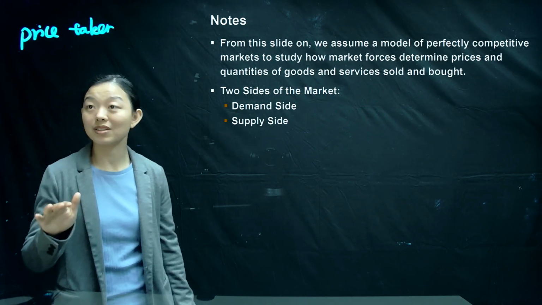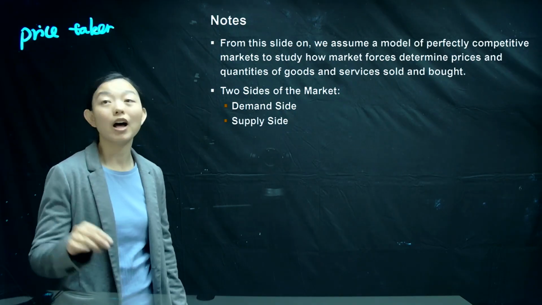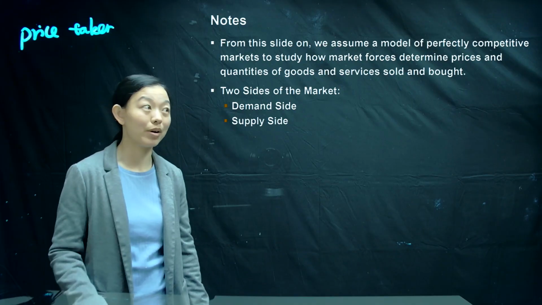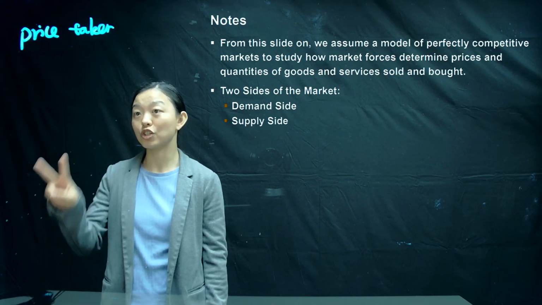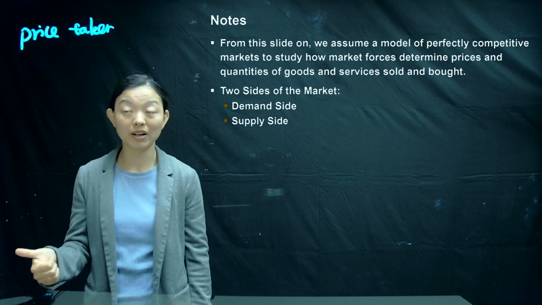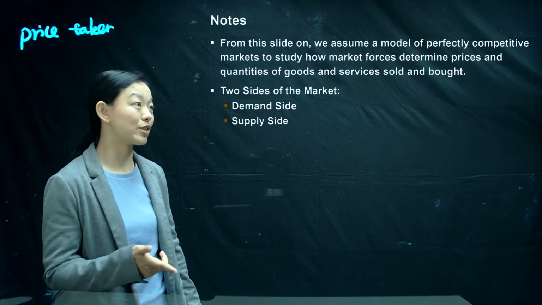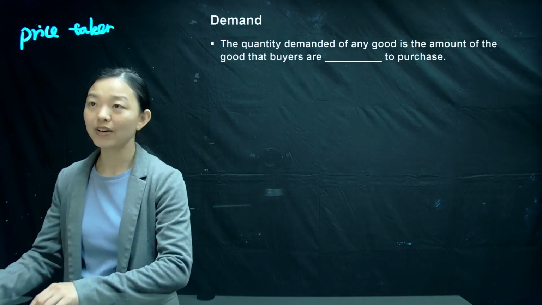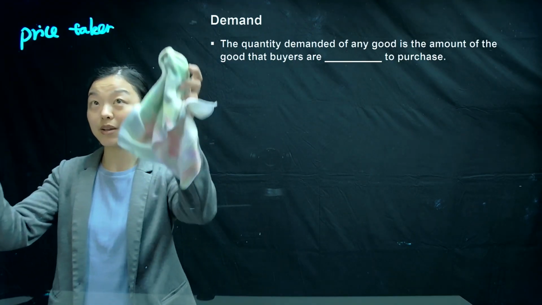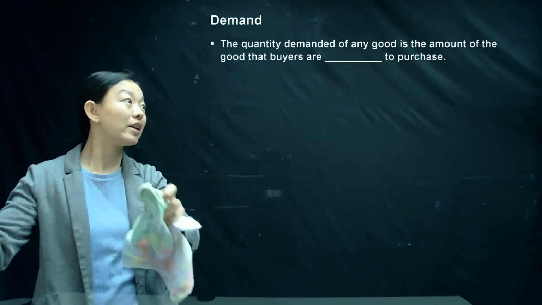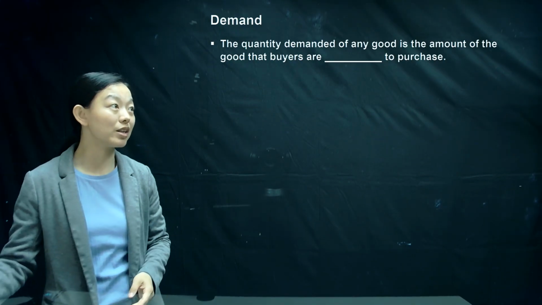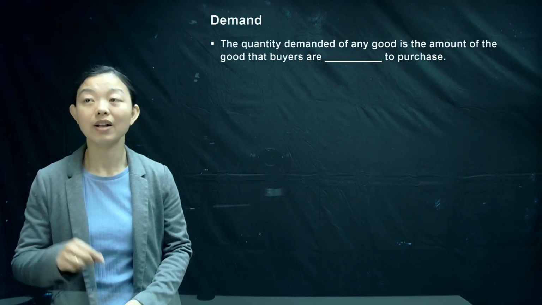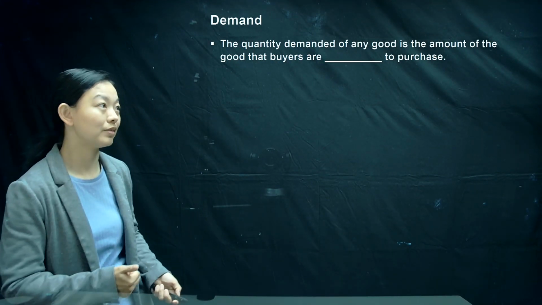From this slide on, we assume a model of a perfectly competitive market to study the supply and demand model. And then we would like to study two sides of the market, the supply side of the market and the demand side of the market. Let's first begin with the demand side. The very first concept will be quantity demanded. The quantity demanded of a good is the amount of the good that buyers are willing and able to purchase. So there are two conditions: buyers are willing and able to purchase.